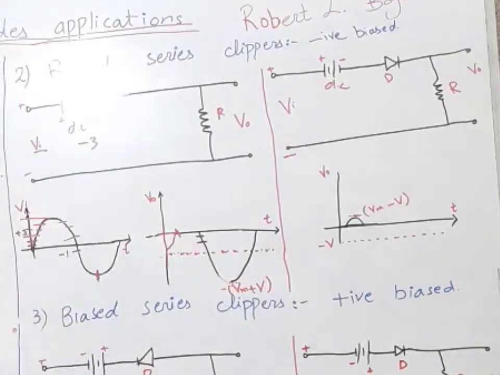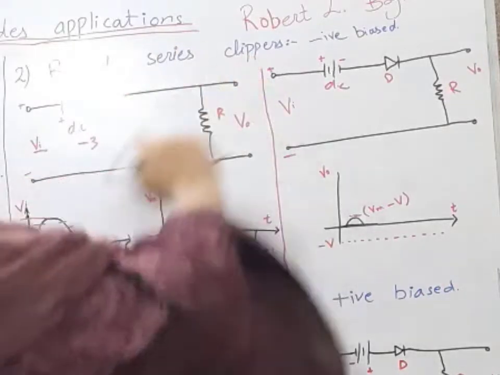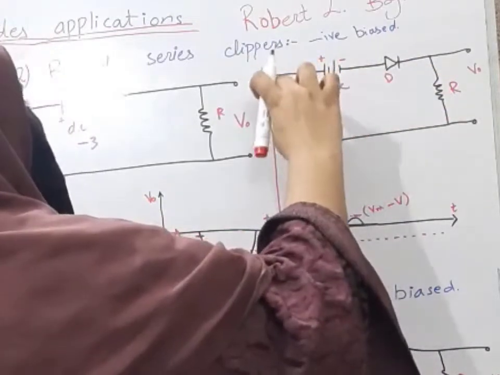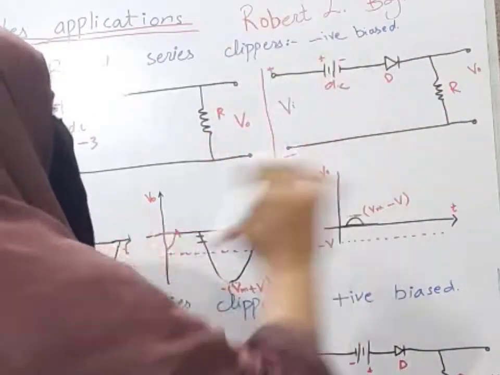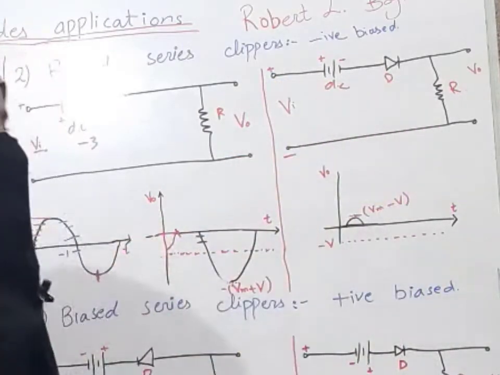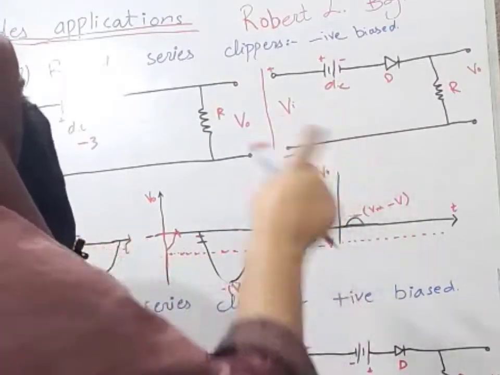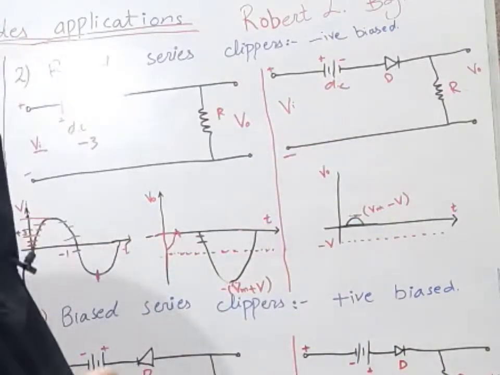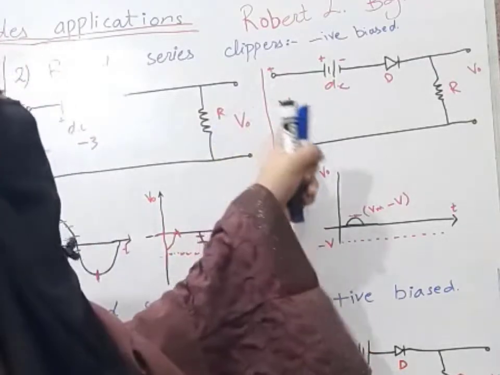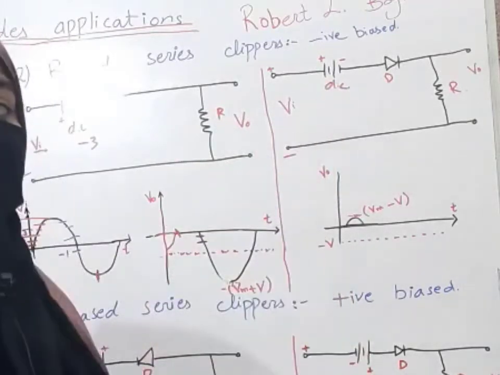So I think I have explained this output waveform fully. Now for this circuit, which is the negative clipper, negative biased series clipper, our input waveform here is positive. For the positive half cycle, our input waveform tried to make our diode forward biased, but our battery tried to make our diode reverse biased. Now we have to judge who will win. Our input waveform will win or the battery will win.